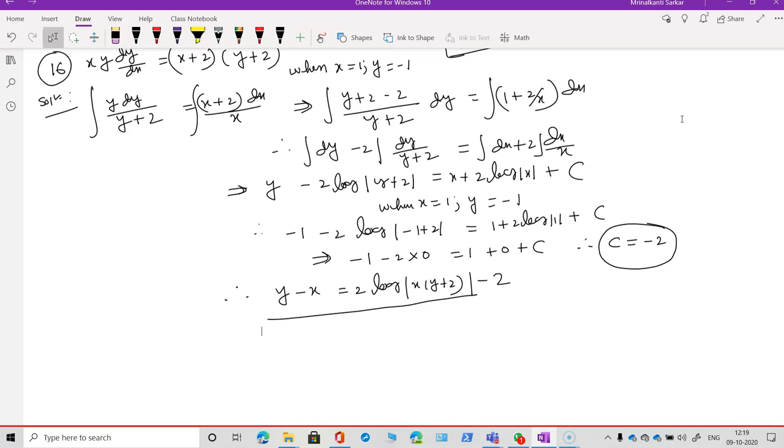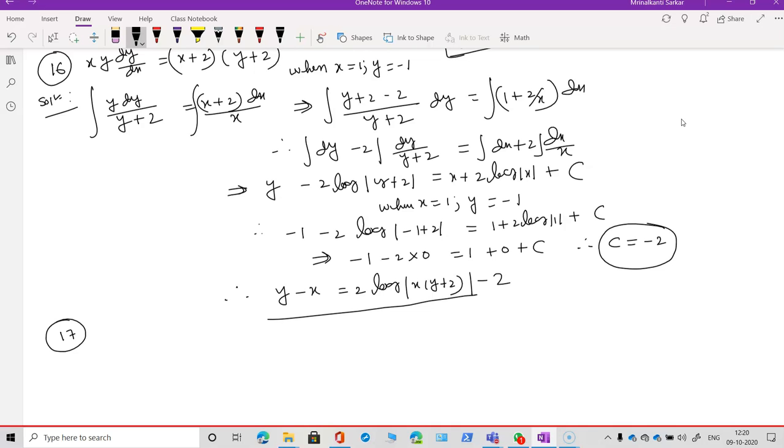So when a point is given in this manner, passing through 1 comma minus 1, it means the condition is: when x equal to 1, y is going to be equal to minus 1. Based on it, some calculation may be there. Then we'll do the next one.